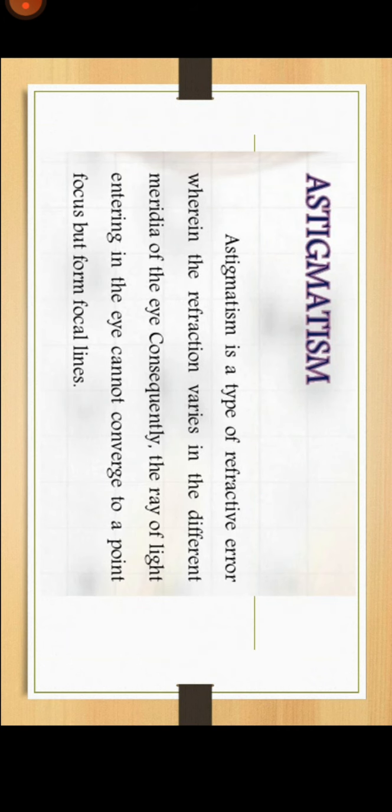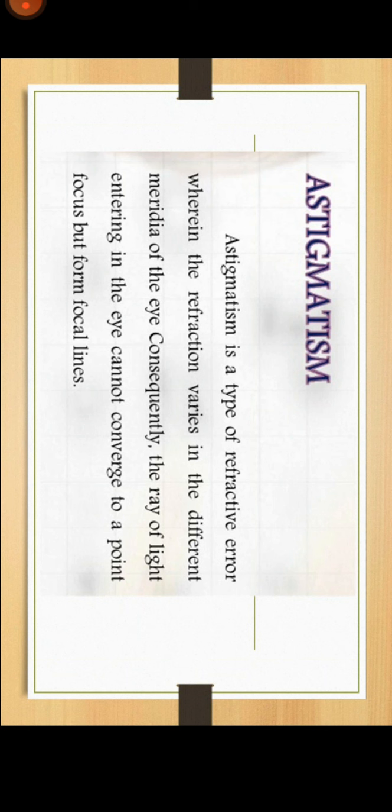Then coming to astigmatism. In myopia and hypermetropia, in both cases, there is only one focal point. But that one focal point falls behind the retina in hypermetropia and in front of the retina in myopia. But in case of astigmatism, more than one focal point is there. It may be behind the retina or in front of the retina. Myopia means the image is falling in front, hypermetropia means the image is falling behind, but in both cases only one focal point is there.